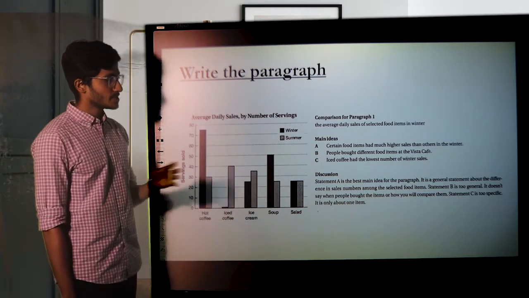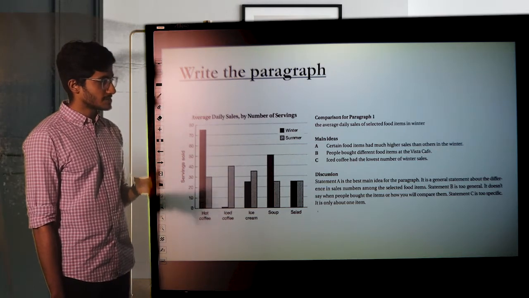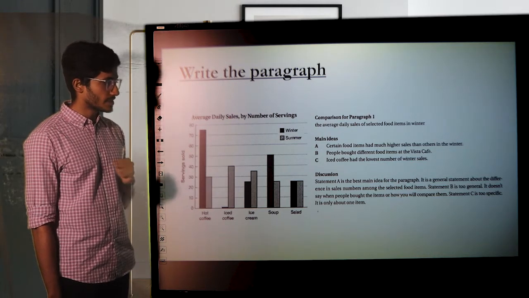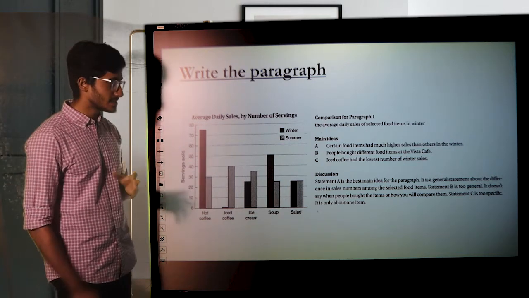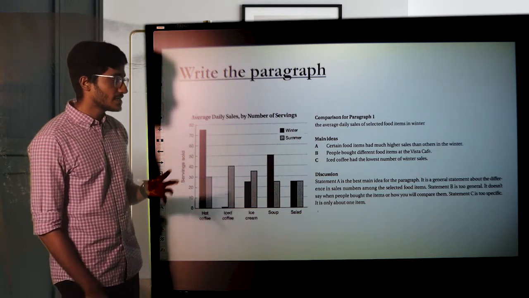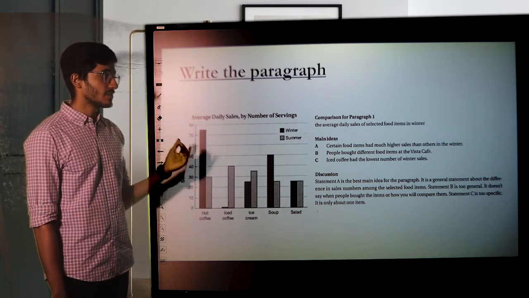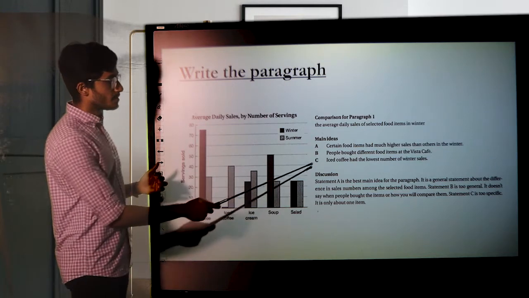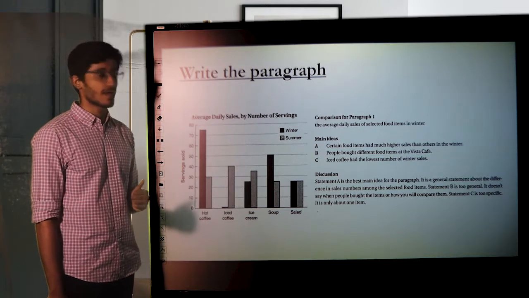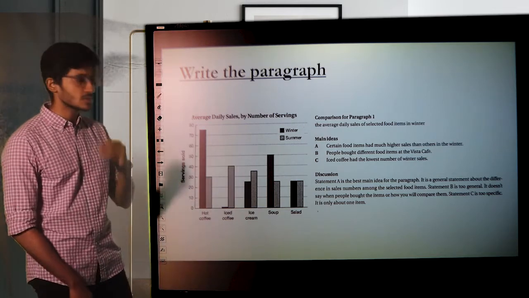A: Certain food items had much higher sales than others in the winter. B: People bought different food items at the Vista Cafe. C: Iced coffee had the lowest number of winter sales. Out of these sentences, statement A is the best main idea for the paragraph because it is a general statement about the whole graph. Certain food items had much higher sales than others in the winter. Statement B is too general because it just says people bought different food items at the Vista Cafe. That's obvious from the graph. You have different food items, but it doesn't give you a specific insight.